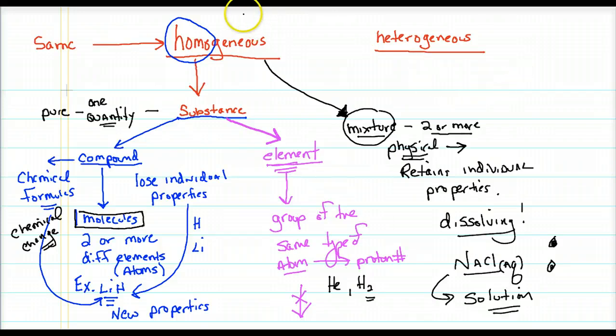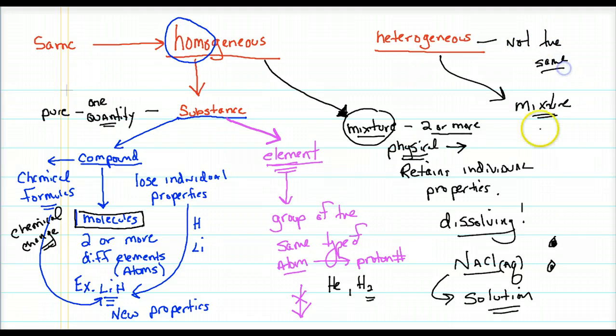But very quickly, the only thing that's heterogeneous is a mixture. That's not the same throughout. Not the same. So you can have seeds, or in the case of the beaker of what? Water and sand, not dissolving. You can have a salad, the tomatoes, the lettuce, and all components of a salad, the seeds in a watermelon, heterogeneous, the kids in a classroom.